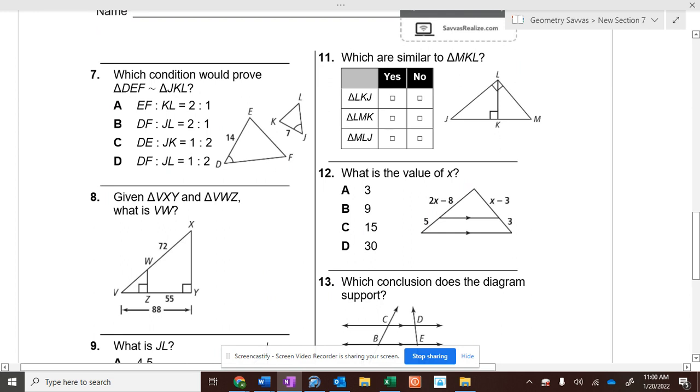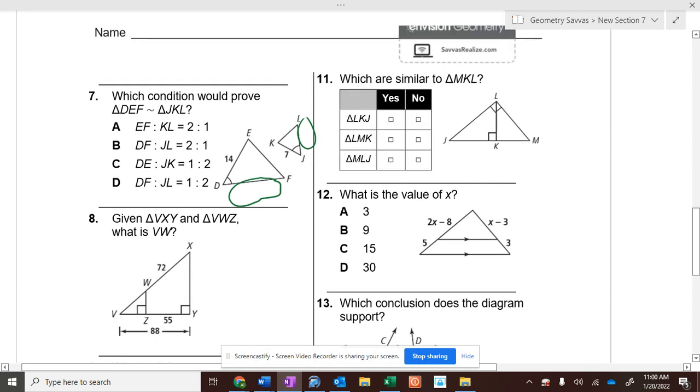D, E, F, J, K, L. We want them to be similar. We have a side and an angle, so we need the other side. So we need side DF and side JL. So DF to JL has to be in a what to what ratio? 2 to 1. So it is choice B.